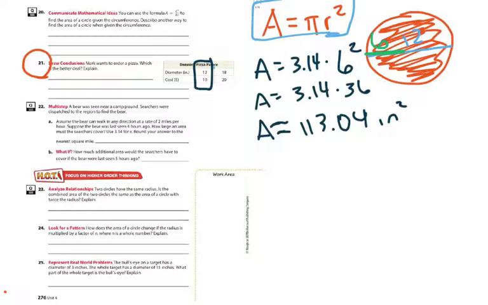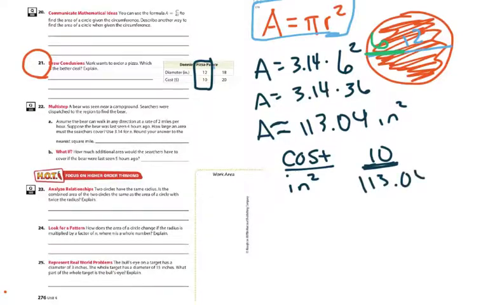Since I want to find out the cost per square inch, that's how I'm going to set up my math problem. Some of you might have divided it the wrong way, but I want to know the cost per square inch. So I need the $10 in my numerator, and of course that's my division line, and my 113 and 4/100 inches squared is going to be down here. And so that's the problem that you're going to do.